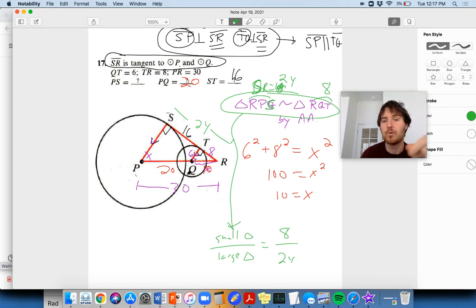Remember, the large triangle is the whole thing here. 1:3 ratio, so we have a scale factor of 1:3. So what's that going to tell us? If our small is 6, what's our large going to be? Well, 6/18 is how you do 1/3. So there it is. There's my radius. My radius is 18 right there. So there's number 17.